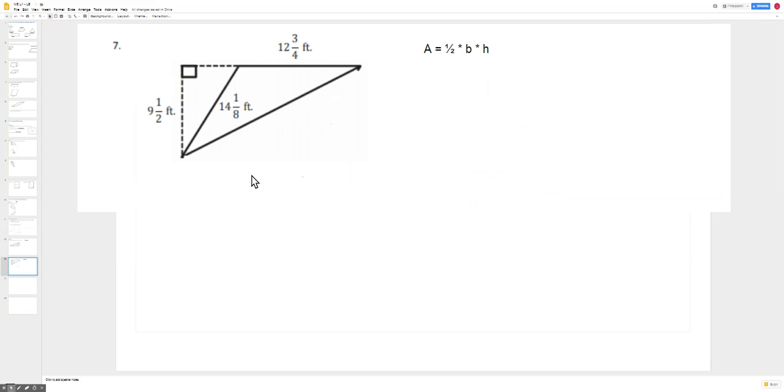All right, as we move on to number 7, this one, as you can see, has some mixed numbers. Some people usually have issues with mixed numbers, so we're going to go over a problem kind of working with the mixed numbers so we can work on it properly.